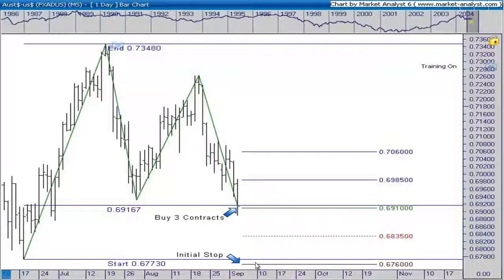To calculate your first target here at 69.85, this first target will be 50% of your initial risk. So you can see that your first target is about twice as close as where your initial stop is down here. So that's all we need to know for now. If we get filled at 69.10, we're looking to be a seller of 1/3 of our position here at 69.85, and we'll be leaving our stop on all 3 contracts down here at 67.60. Now let's add some bars and see what happens.